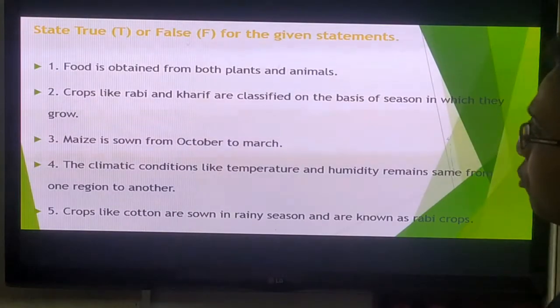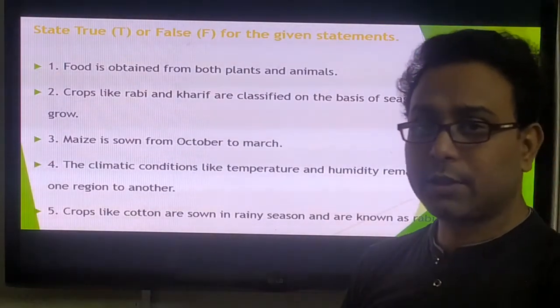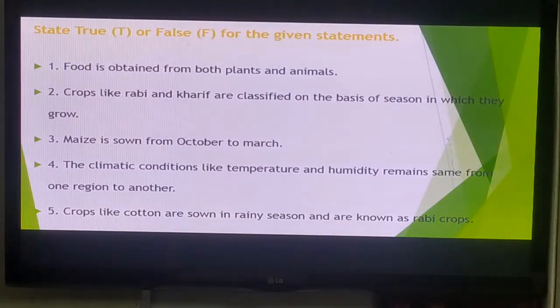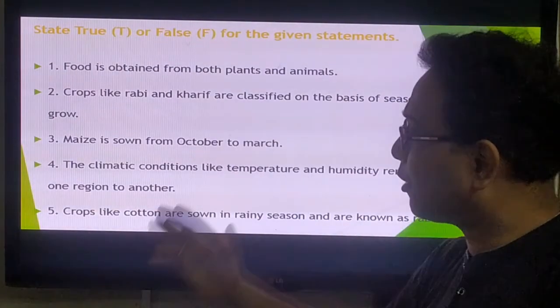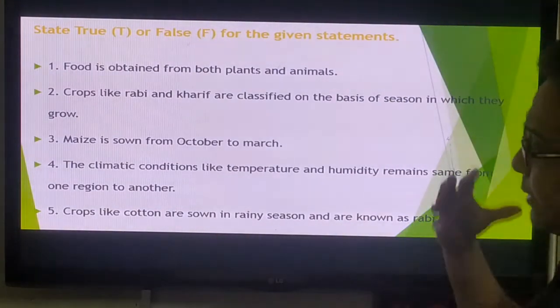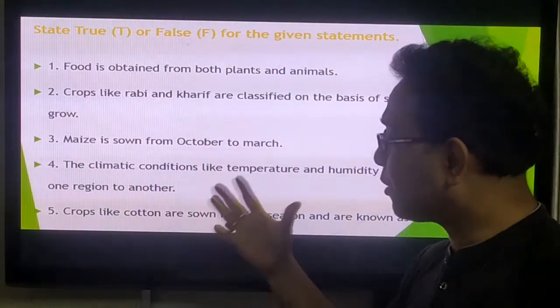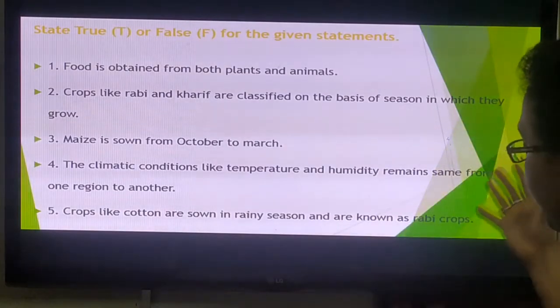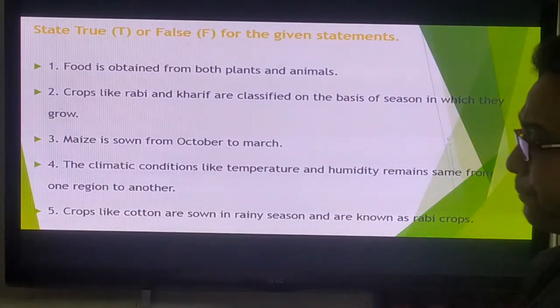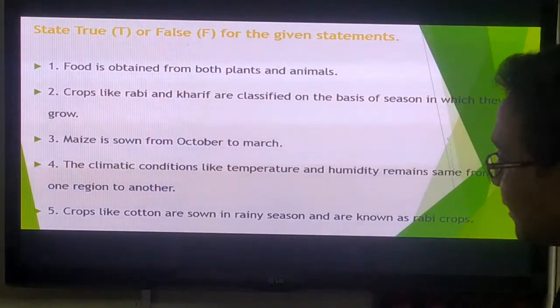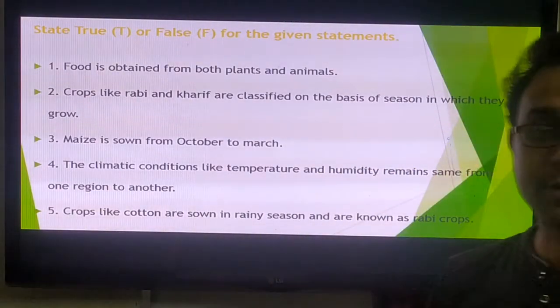Food is obtained from both plants and animals. Question number 2. Crops like Rabi and Kharif are classified on the basis of season in which they are grown. Question number 3. Maize is sown from October to March. Question number 4. The climatic conditions like temperature and humidity remain same from one region to another. Question number 5. Crops like cotton are sown in the rainy season and known as Rabi crops.